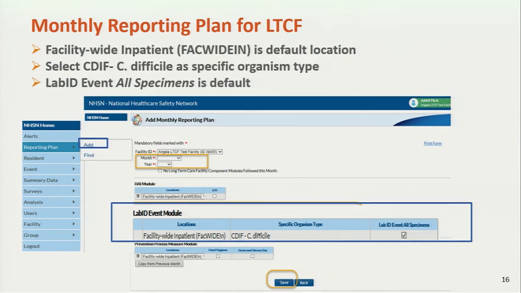This is the default for all participating organisms or events in the LabID event module. This does not mean you're looking for C. difficile in all specimens. You're still only looking for it in the stool, but this is the default for the module. And so you would follow the protocol, which again is specific to stool specimens, loose stool specimens. Don't forget to click Save at the bottom of the screen.